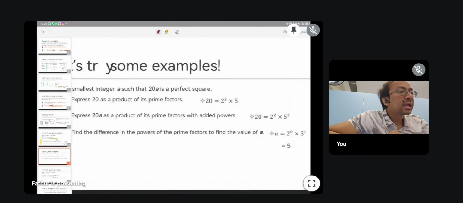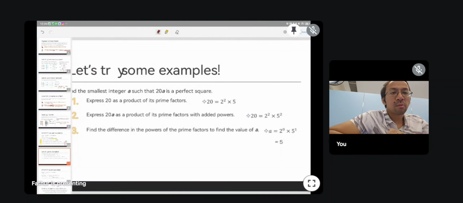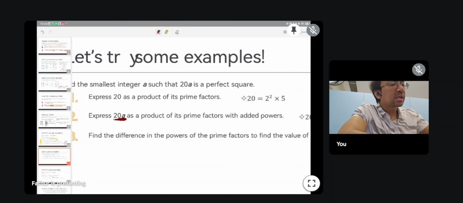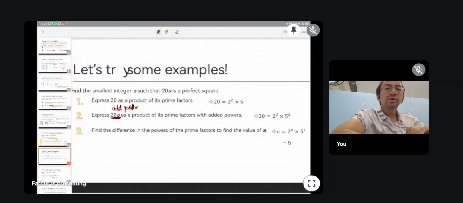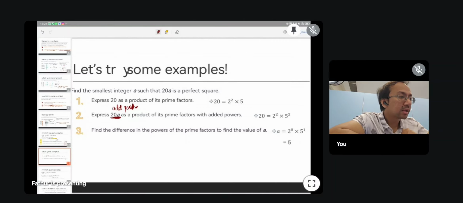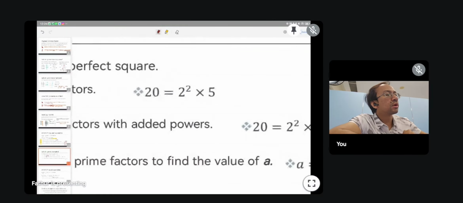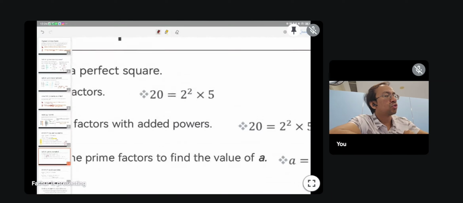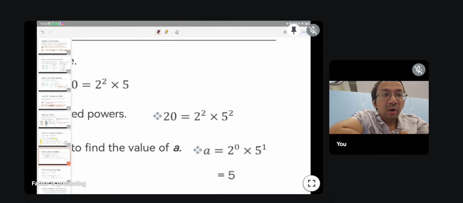Okay, smallest integer a such that 20a is a perfect square. Okay, now 20a is a perfect square. So now in this case, same thing, 3 steps. 20a means 20 times a, which means add the power. Okay, so first of all, express 20 as a product of its prime factors. So 20 equals 2 power 2 times 5. That's all, 2 power 2 times 5. So no power means power of 1. Always remember, no power means power of 1.